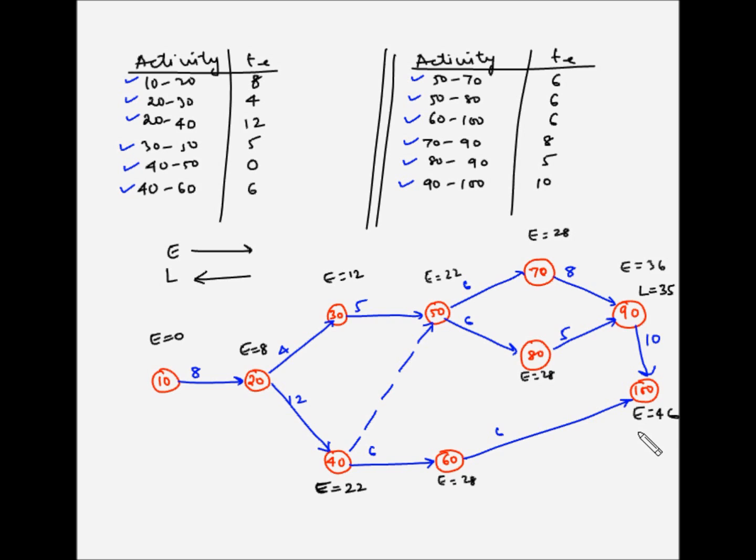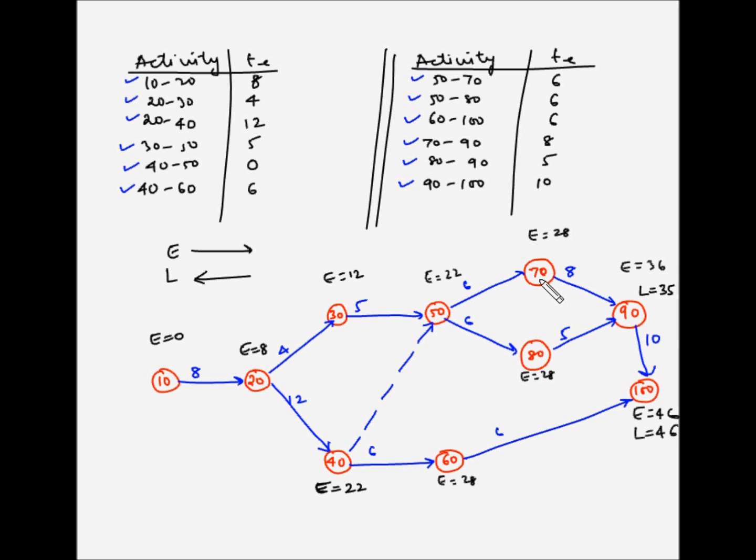Now let's try to find the latest time when each of these events can be completed without delaying the overall project timelines. So for the last event, we'll take the latest completion time as the earliest completion time, which is the 46th day. And now let's do a backward pass to find the latest occurrence time for each of the events. So for event number 90, we have already been given that the latest it can occur is the 35th day.